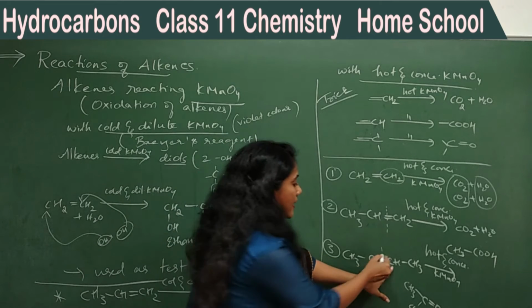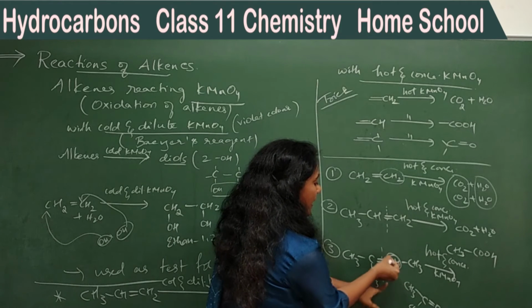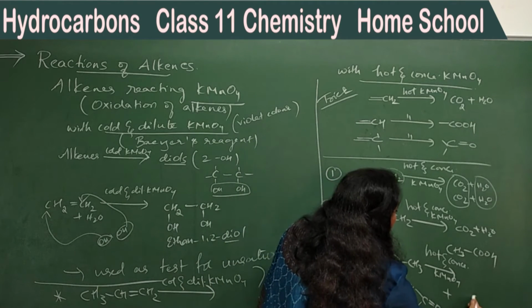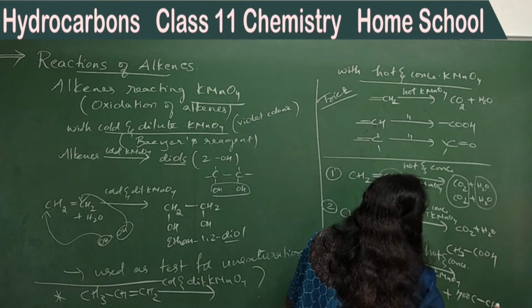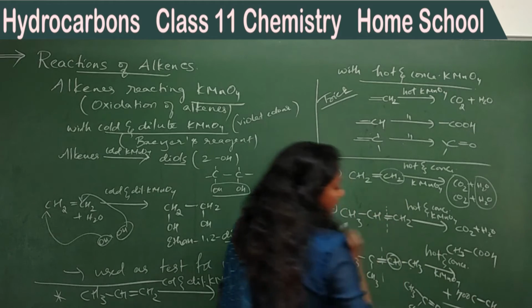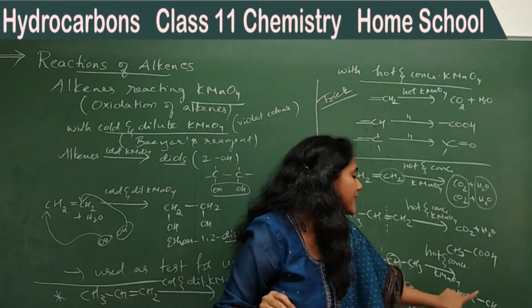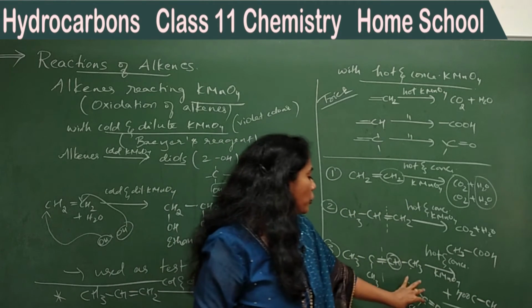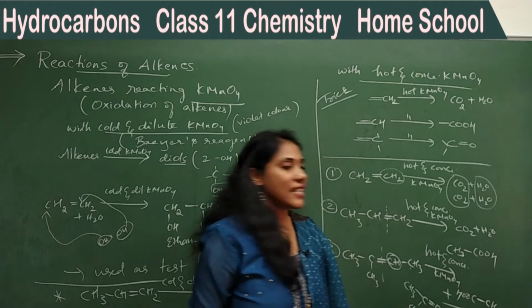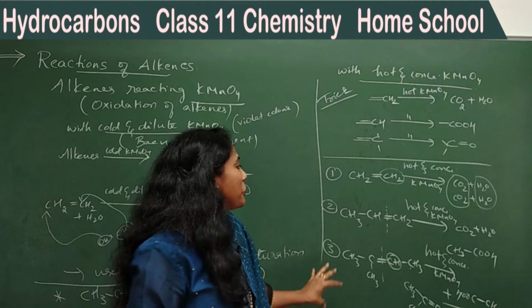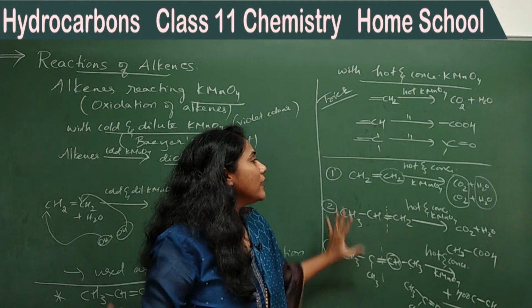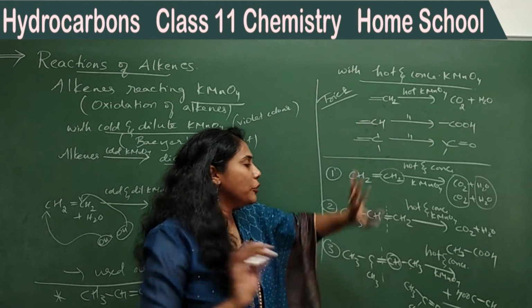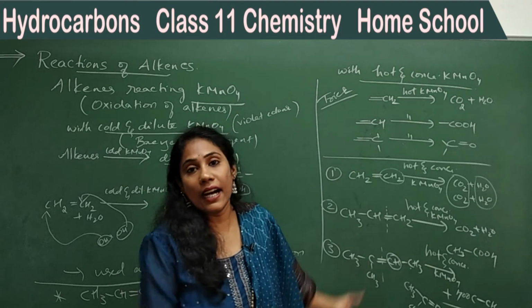The other one, CH with a double bond, this entire thing gets converted into COOH, right? And this CH3 stays as it is. So CH3COOH, it's called acetic acid. So one molecule of ketone and one molecule of acetic acid you will get. Try to remember these three examples, very, very important. If you can remember this trick, you can write products for any alkene.